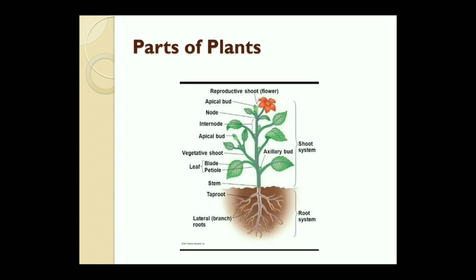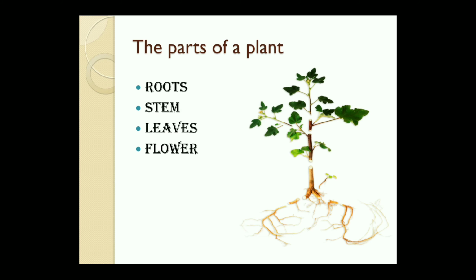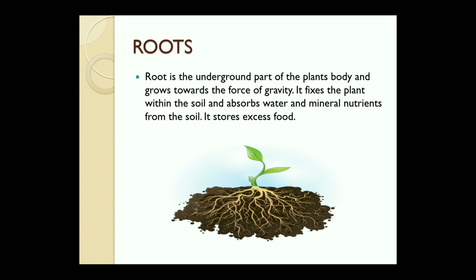Here are some parts of the plants. The parts of plants: roots, stem, leaves, flower. We will study about roots. Root is the underground part of the plant's body and grows towards the force of gravity. It fixes the plant within the soil and absorbs water and mineral nutrients from the soil. It stores excess food.